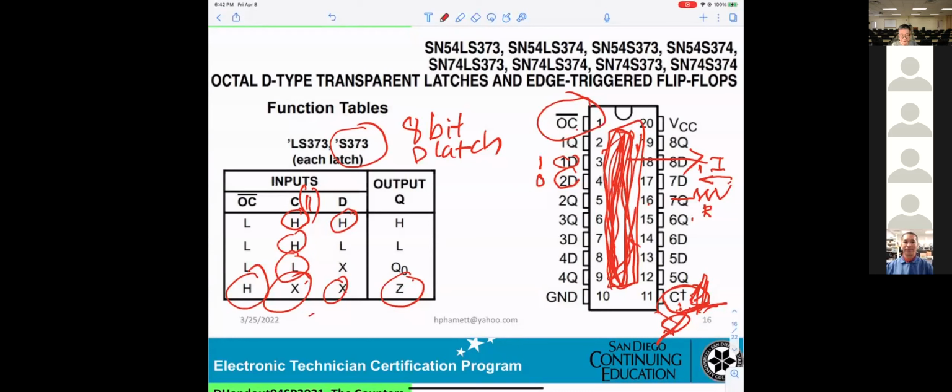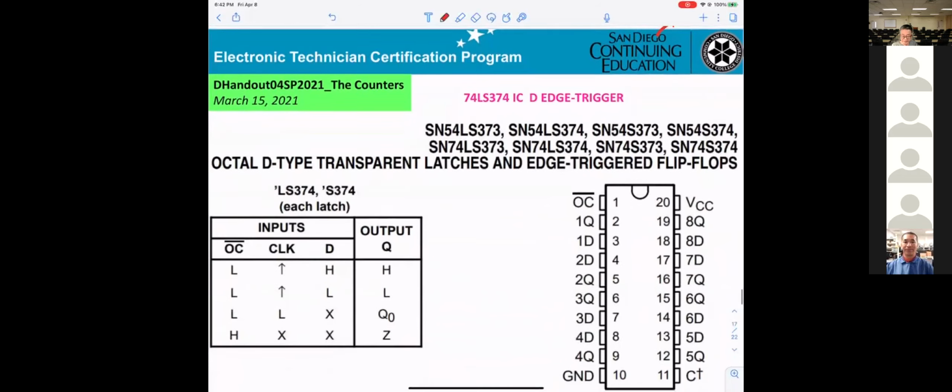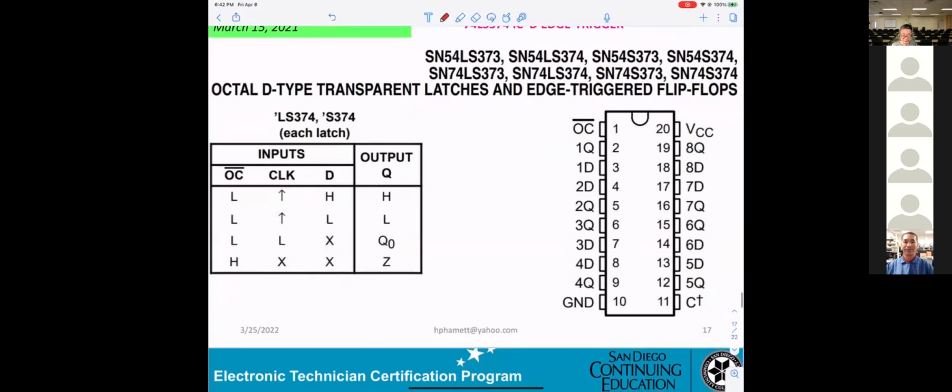So any question about 373? The latch. You understand this one? Easy to understand. Like what? 374. Okay, this will be edge trigger.